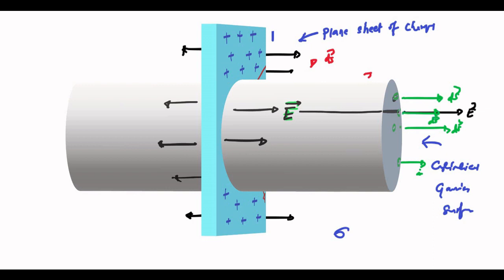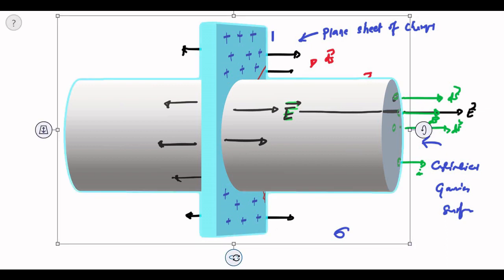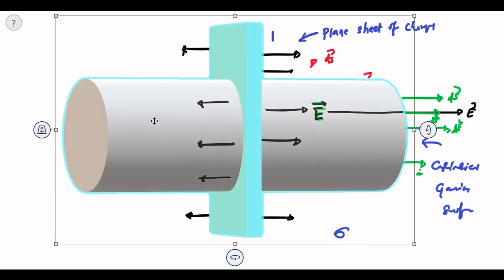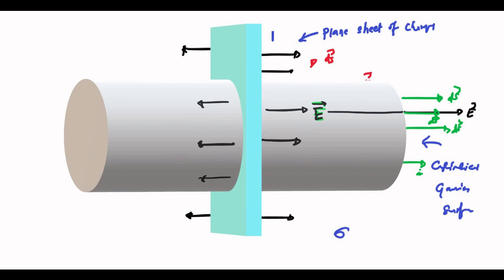So the angle between E vector and ds vector for the end caps will always be 0, but for the cylindrical portion, it is always in the mutually perpendicular direction, 90 degrees. Same goes for the other end cap also. The electric field lines will always be in the same direction as the area element vectors for the end cap, like this, and these are the electric field lines.